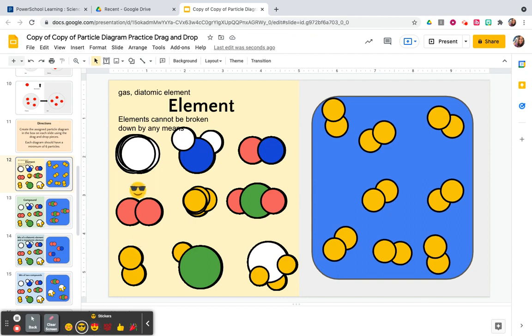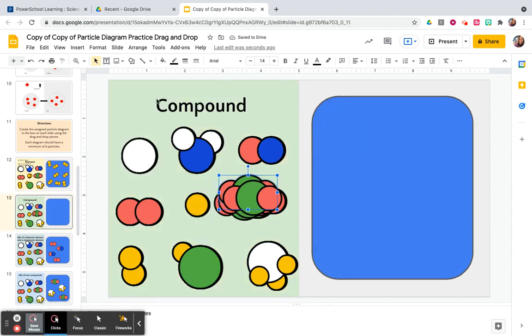If you said that the white would be a monatomic element and the yellow would be a monatomic element, you're doing good. If you said the red would be a diatomic element and the yellow would be a diatomic element, then you've got it. And you've got element, your first pure substance. All right, next. The next thing that we're going to talk about is a compound.